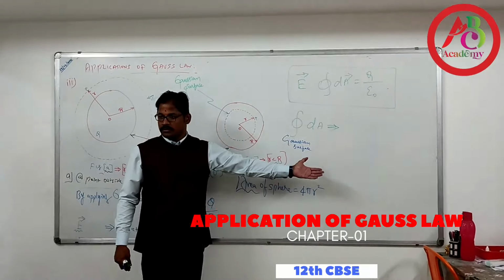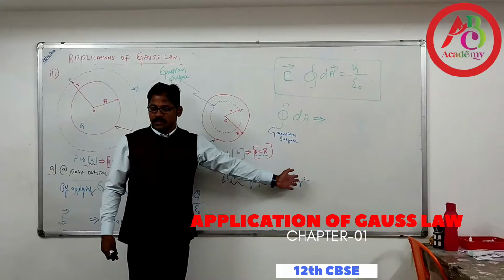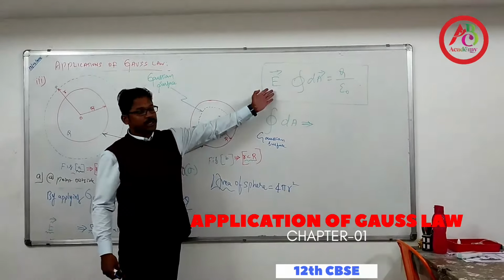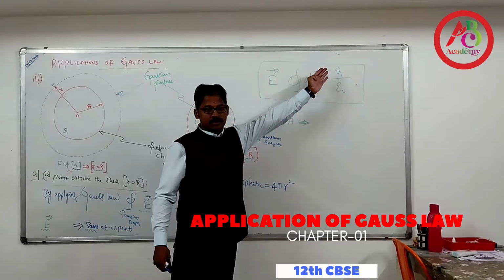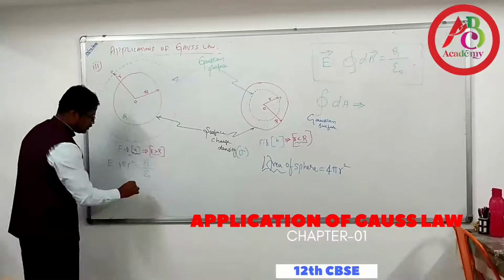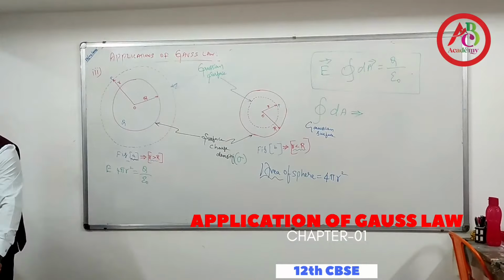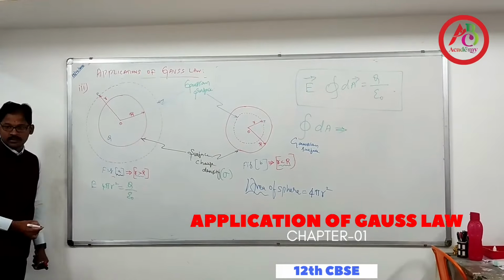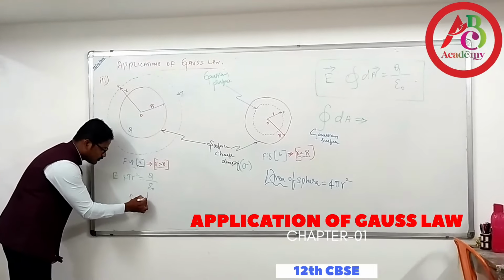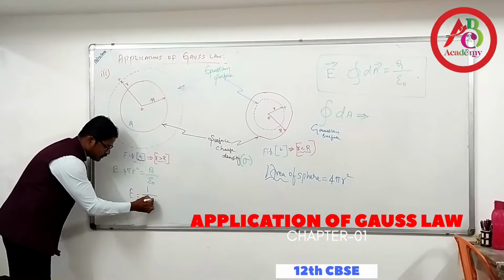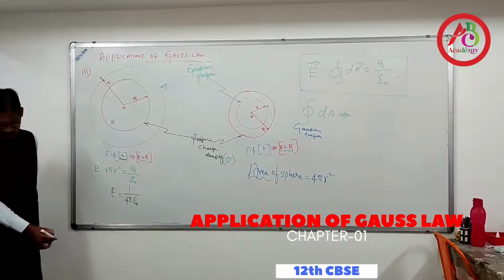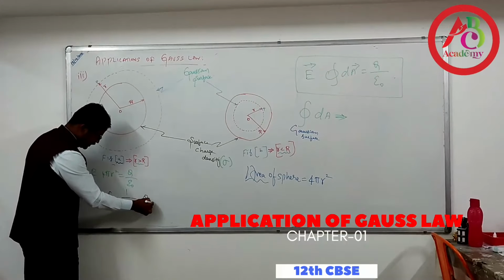Integration is necessary. I have said 4 pi r square. Either way, E into 4 pi r square is equal to Q by epsilon r. That is all it will be. Q by epsilon r. Whatever it is, E equal to Q by 4 pi epsilon r, into Q into Q by.